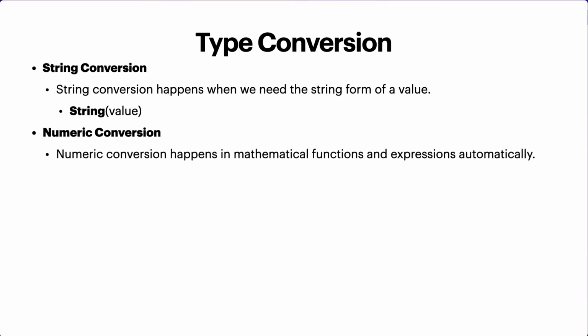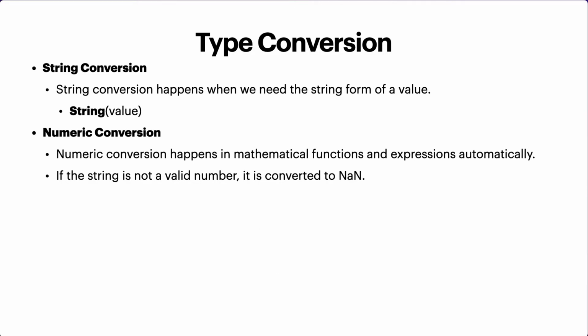Numeric conversion. So numeric conversion happens in the mathematical functions and expressions automatically. If you're dealing with mathematical functions, we'll talk about it more later, but we have a lot of mathematical operations, for example, multiplication, division, subtraction, addition, and all of that. If you're dealing with that, the numeric conversion will happen automatically. If the string is not a valid number, it is converted to not a number.